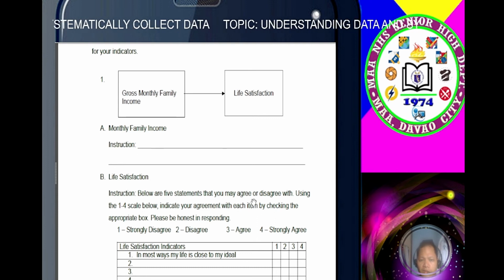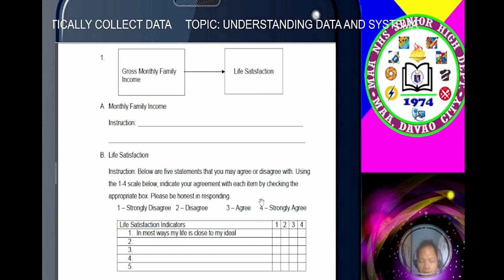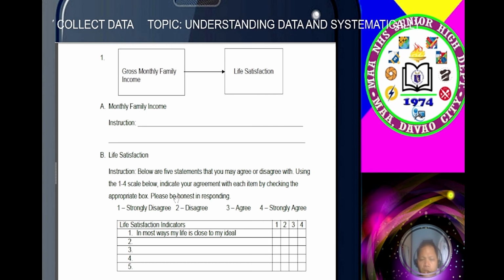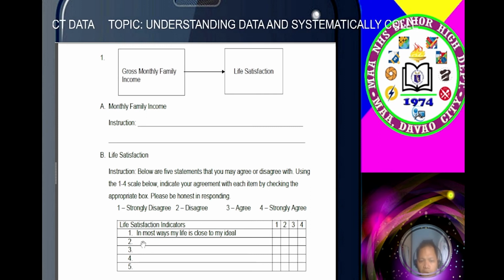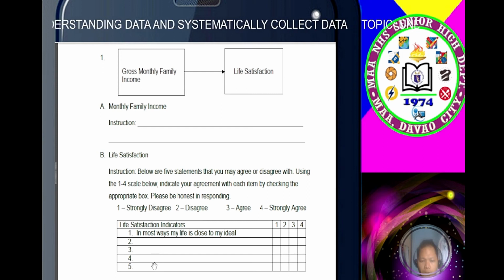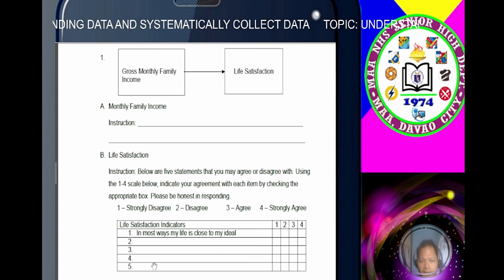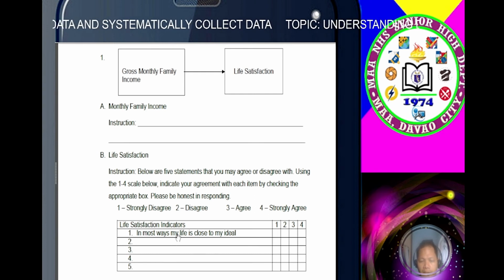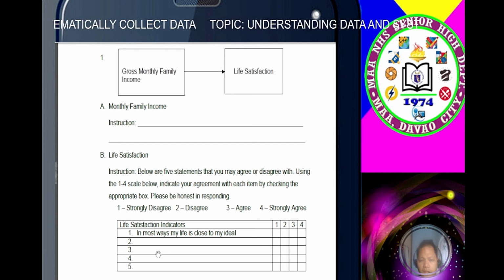Below are 5 statements that you need to agree with. Okay, so we are given an instruction here. You are going to supply these questions here, 2 to 5. Make sure again your questions must be related to life satisfaction. Okay, you get the instruction again.